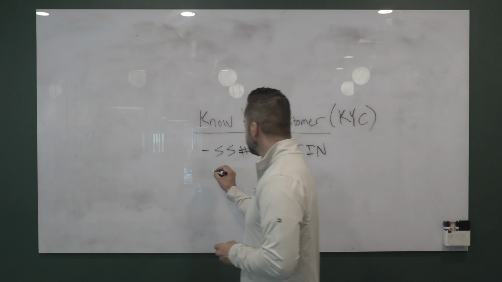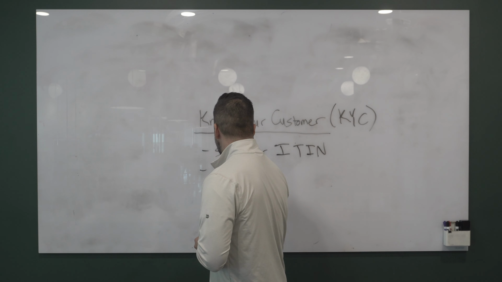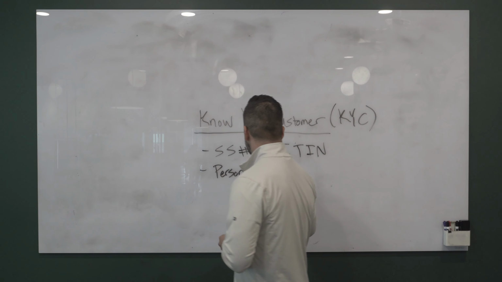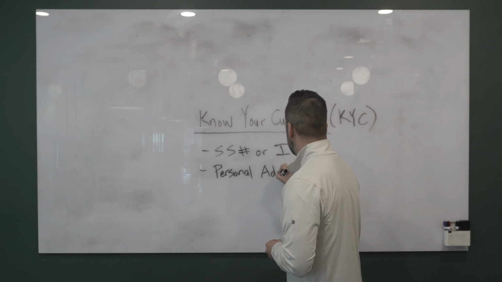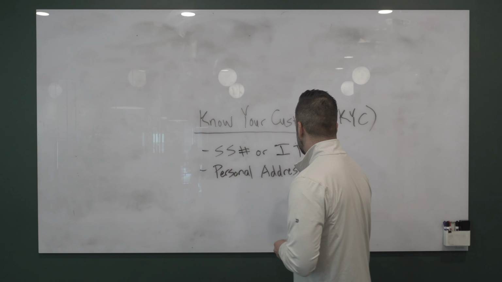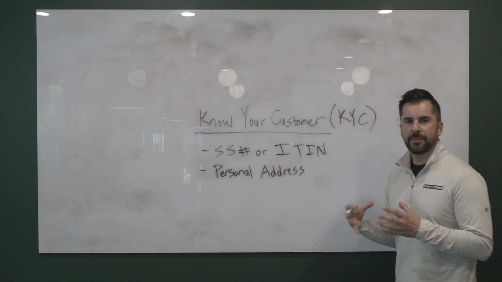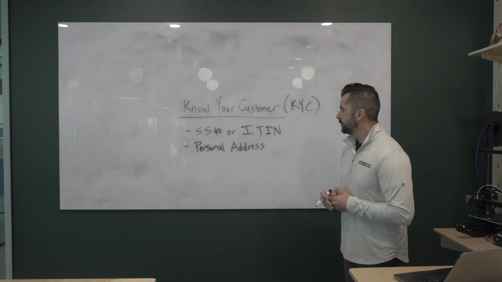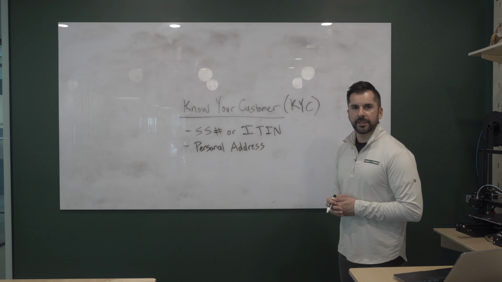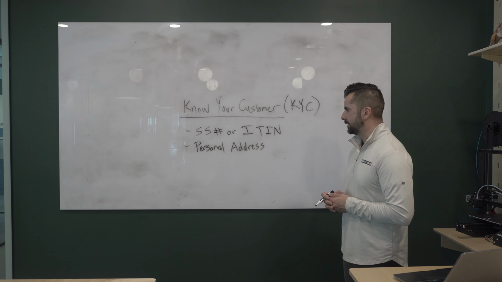The second one is a personal residence address. I'll put personal address here just to save some time. The personal residence address validates that you have some type of connection or tie to the US and that you're operating a legitimate business within the United States.